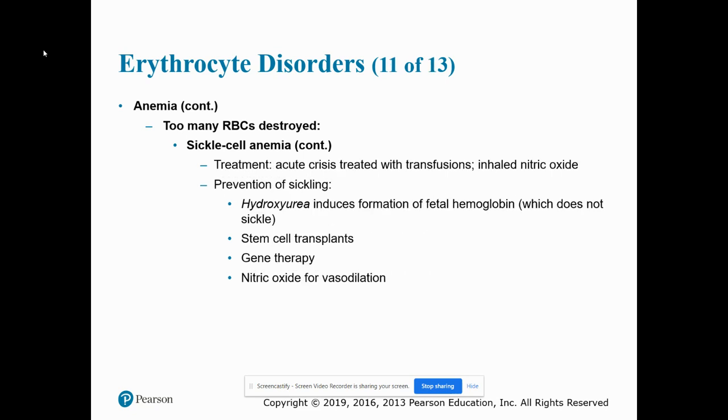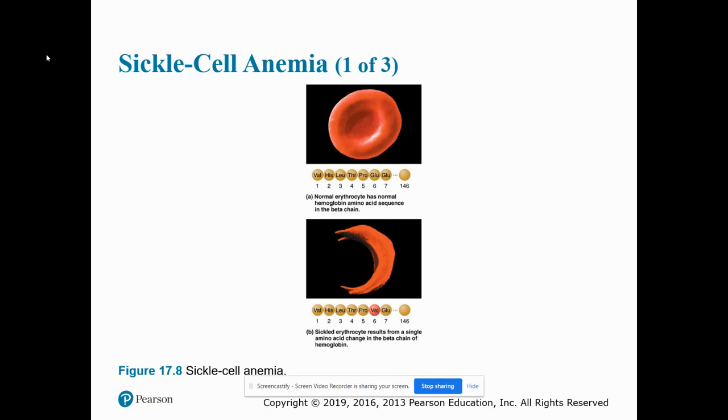Treatment: an acute crisis is treated with transfusion and inhaled nitric oxide, and then you would want to prevent sickling. So hydroxyurea, which would induce the formation of fetal hemoglobin, which does not sickle, stem cell transplants, gene therapy, and then nitric oxide for vasodilation. So up here we have a normal red blood cell, and then down here we have a sickled red blood cell.